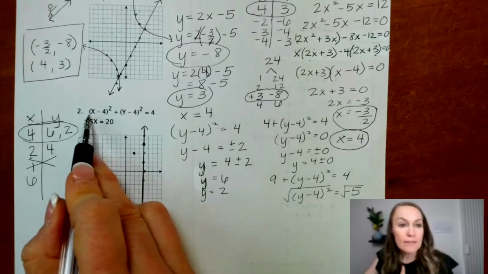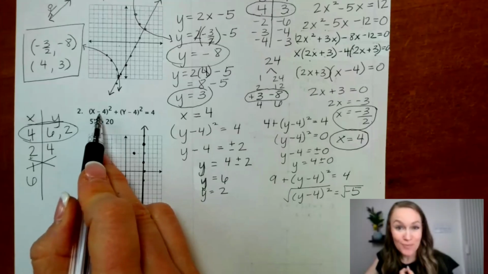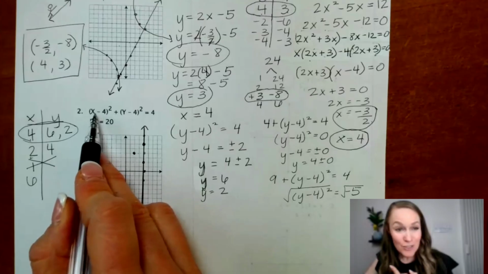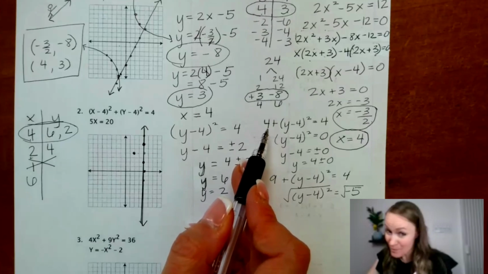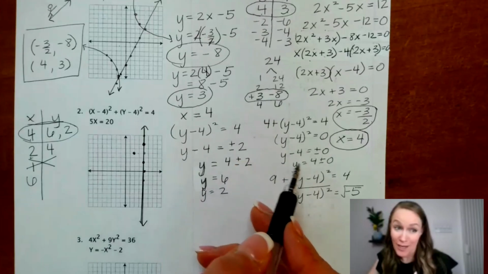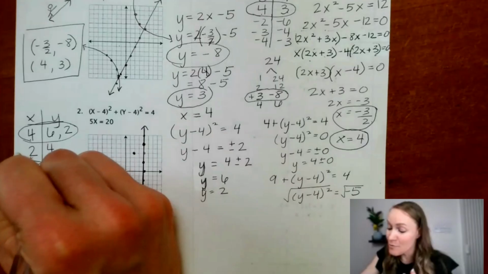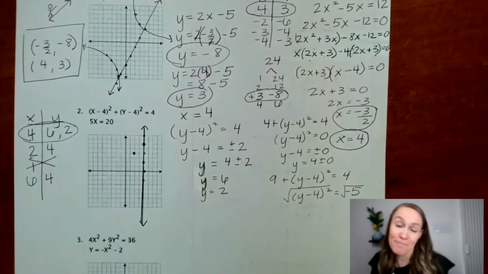Plug in 6. 6 minus 4 is 2. Alarm bells should be going off. This is going to be easy for us. 2 squared is 4. Now we just solve, right? I'm just going to follow my steps and I get y equals 4. So 6, comma 4 is going to be our next point.